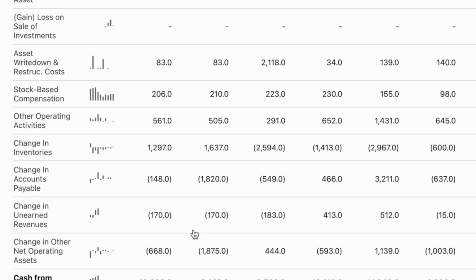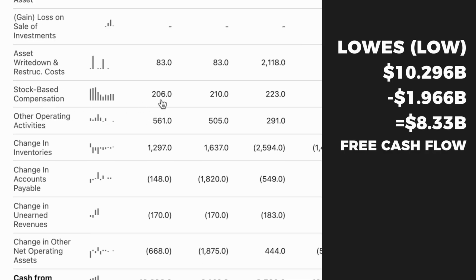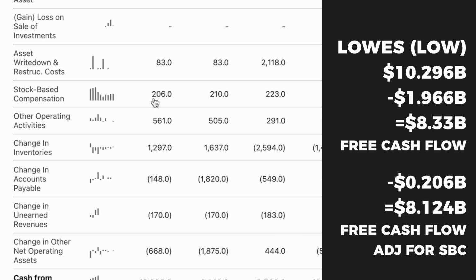Since we're here, we'll go ahead and calculate the stock-based compensation adjusted free cash flow as well. We can see that they have $206 million of stock-based compensation. So if we take our previous number of $8.33 billion minus the $206 million, we get $8.124 billion of free cash flow adjusted for stock-based compensation. The nice part is that it's pretty basic math, and so hopefully this is making sense.